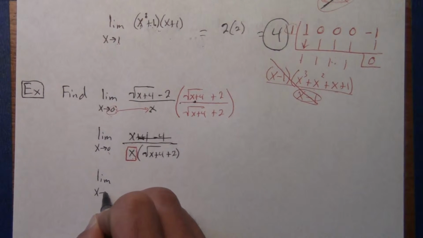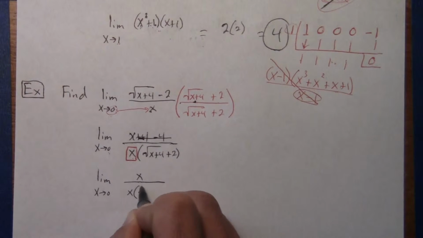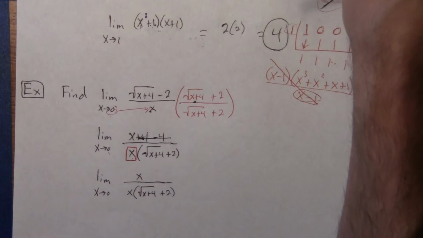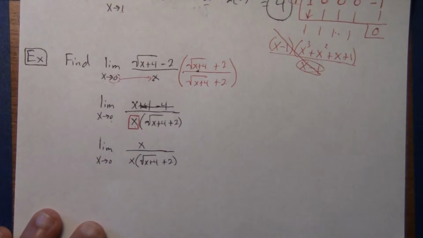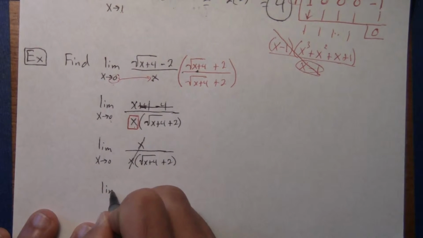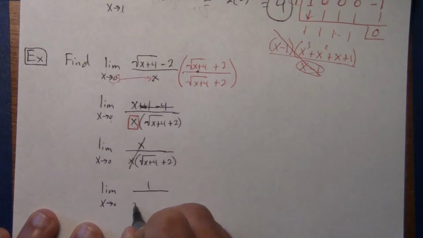I'm going to have the limit as x approaches 0 of just x divided by x times this quantity of square root of x plus 4 plus 2. And now, of course, if I look at the numerator and the denominator, I can see that the x's will cancel. And really, I'm looking at the limit as x approaches 0 of 1 divided by that quantity, so the square root of x plus 4 plus 2.